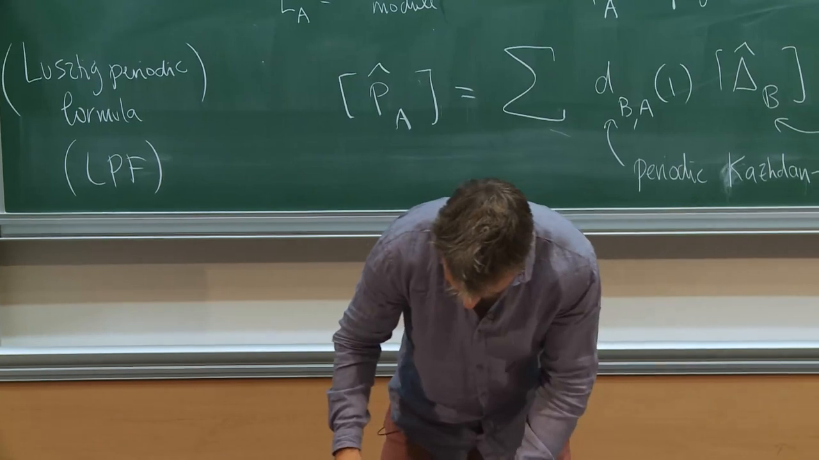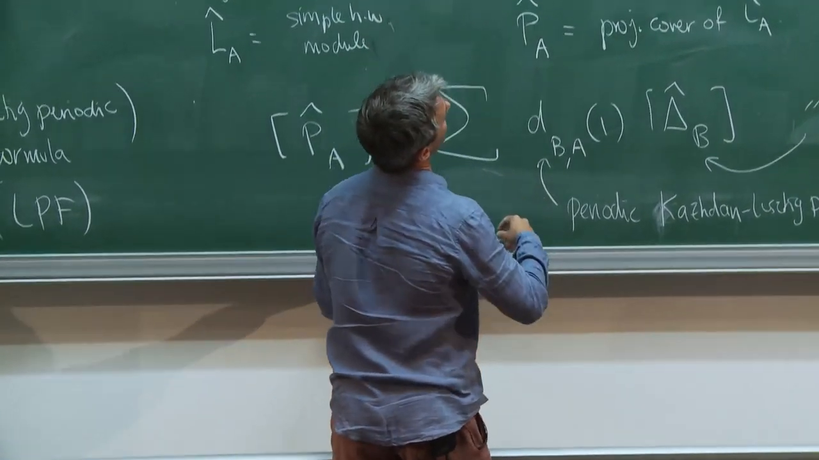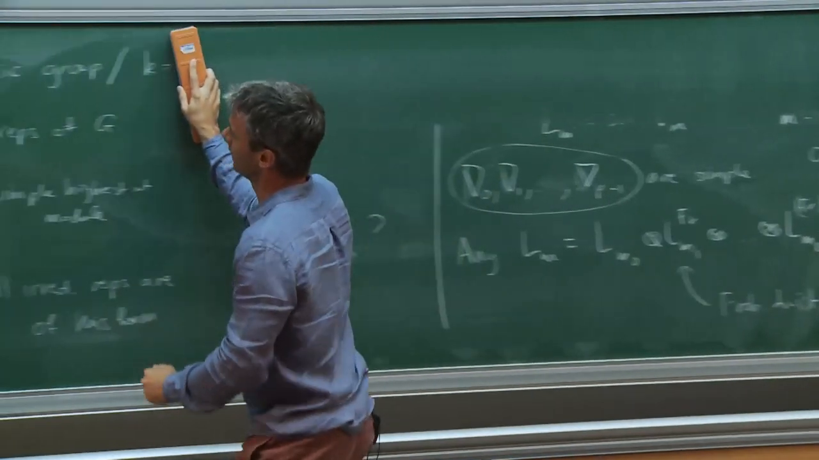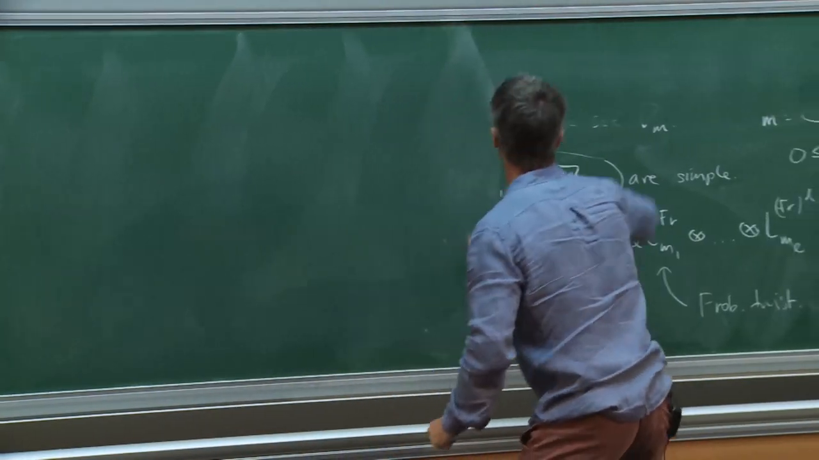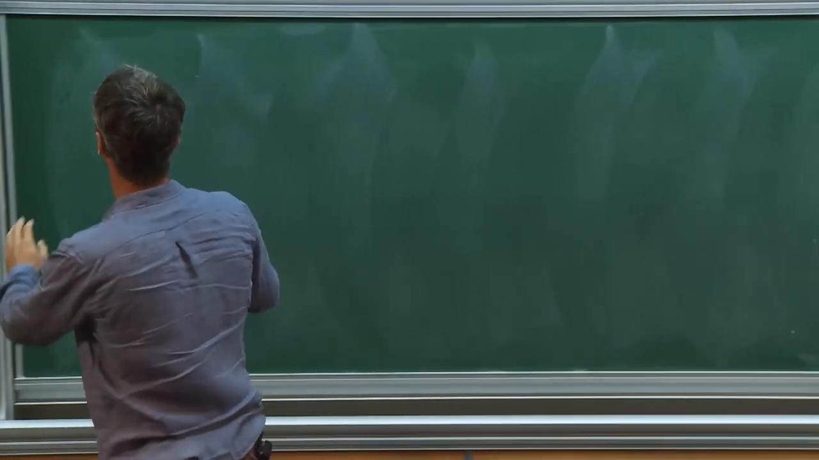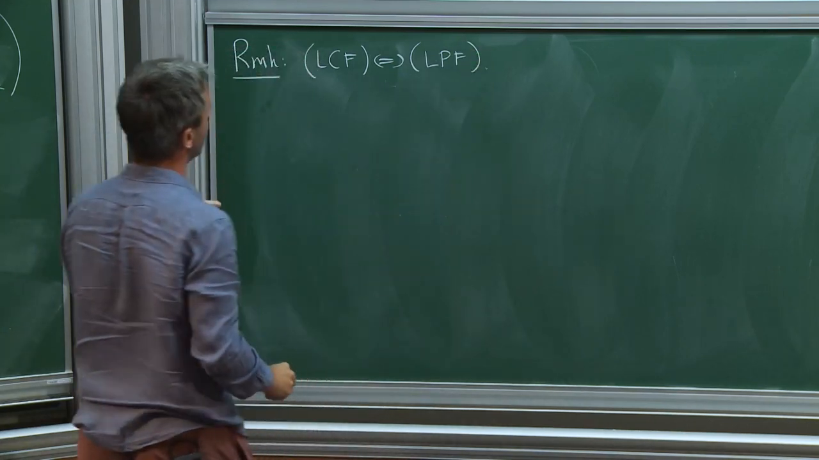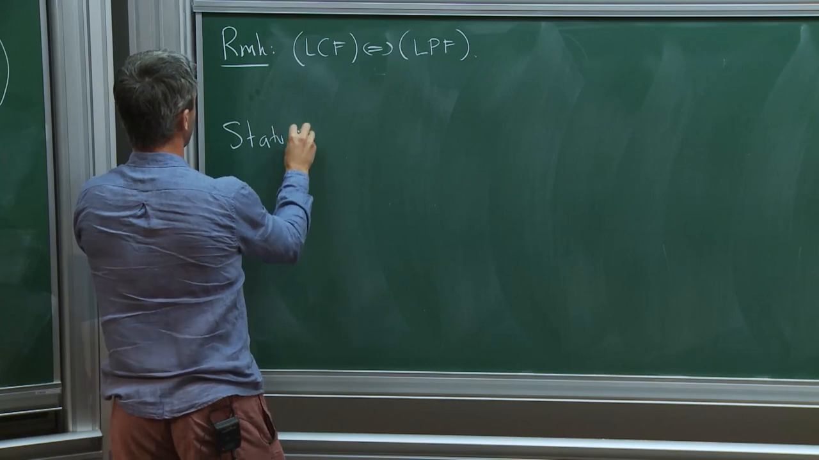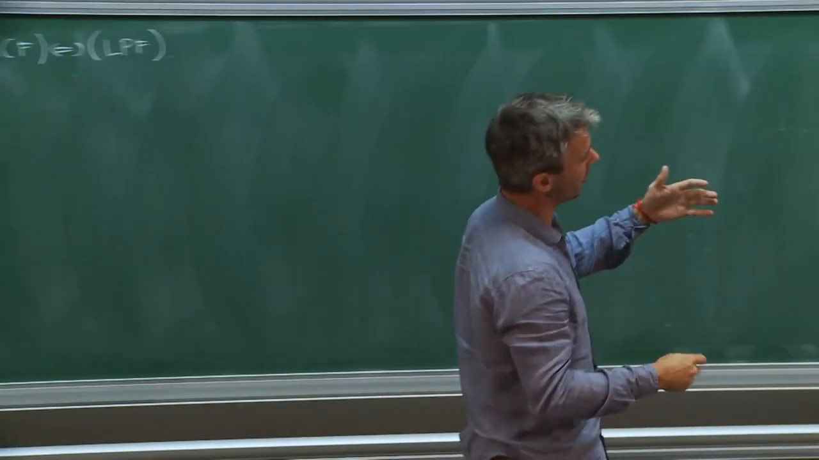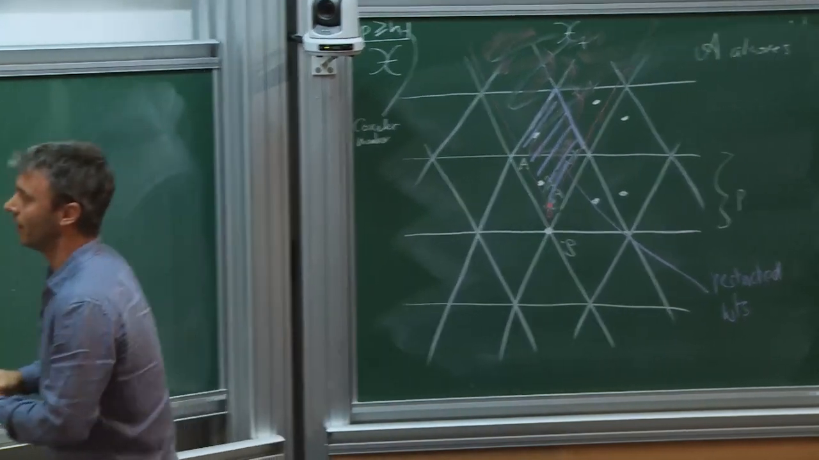Okay, so now we'll talk about the validity of these statements. So one remark is that these two are equivalent. And then the status. So one thing that should somehow motivate this is some old conjectures of, basically it was Verma that I think first said that this kind of alcove picture should be behind the representation theory, and that it starts looking independent of p, in some sense. So we fix a root system.